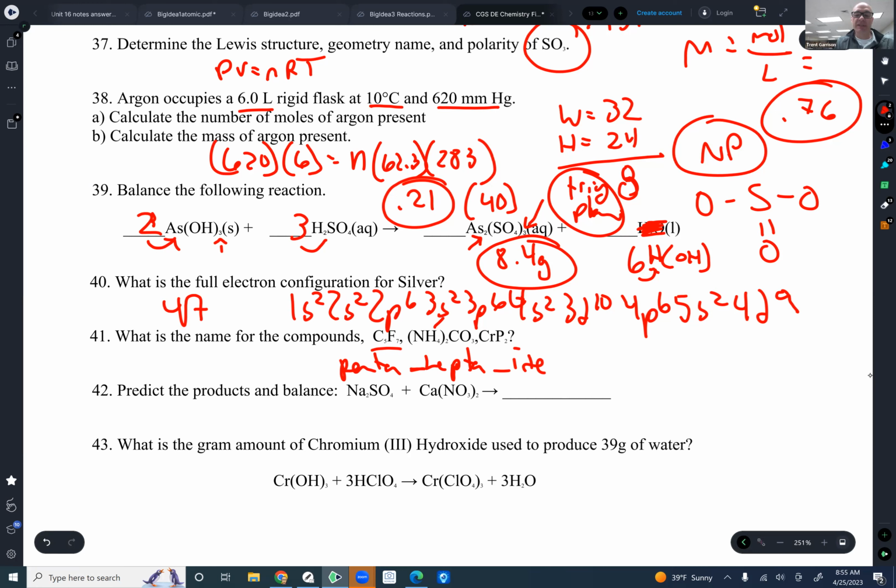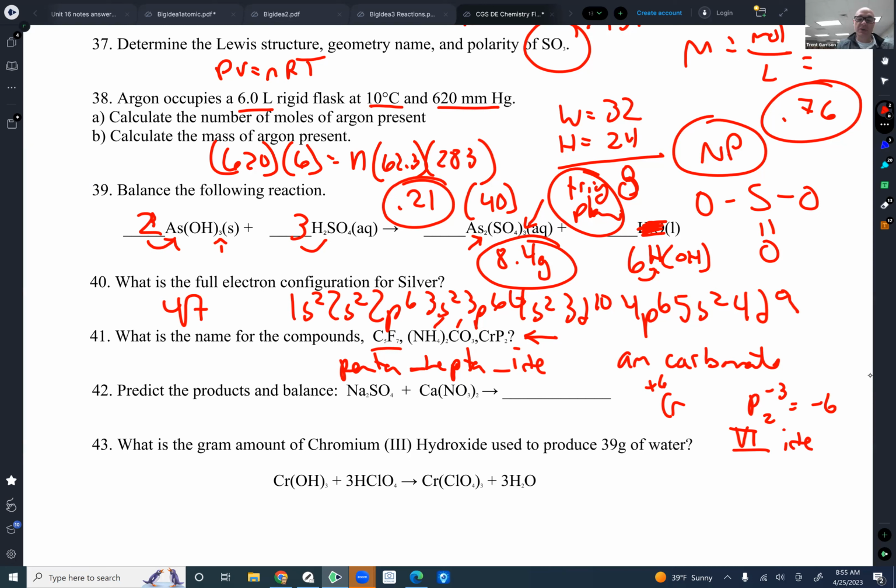The polyatomics on this one are ammonium carbonate. And then the last one, we have a transition metal. Phosphorus has a charge of -3. There are 2 of them. That means it has a total charge of 6. So the chromium must have a charge of +6. So its Roman numeral will be VI. So the name of that one is chromium(VI) phosphide.